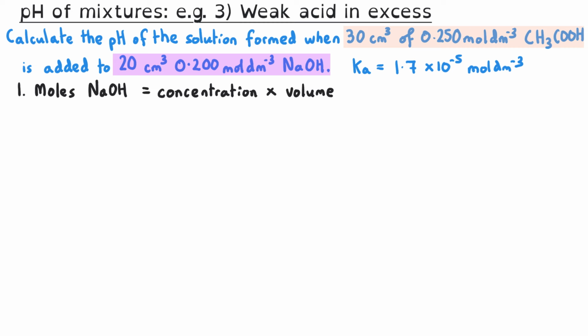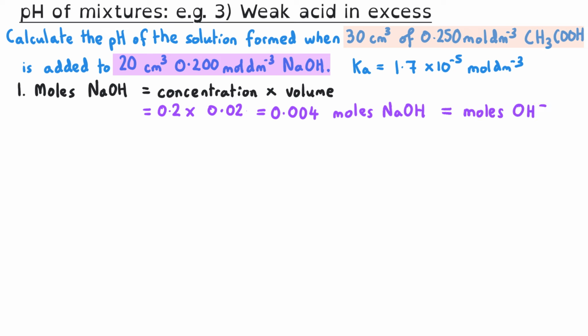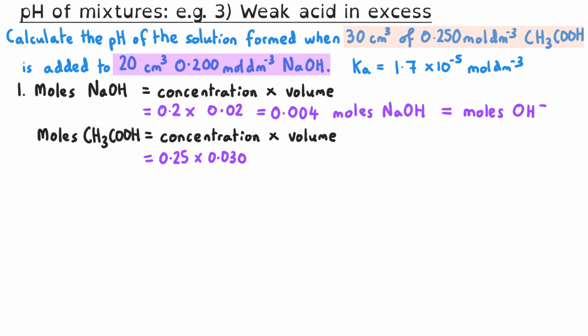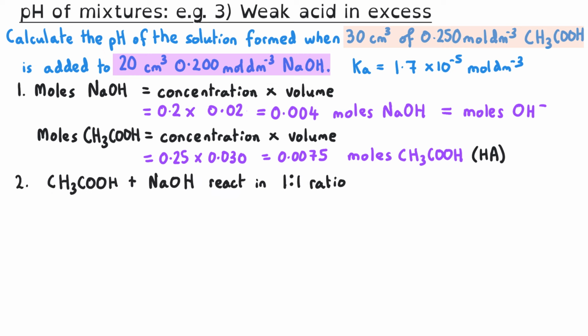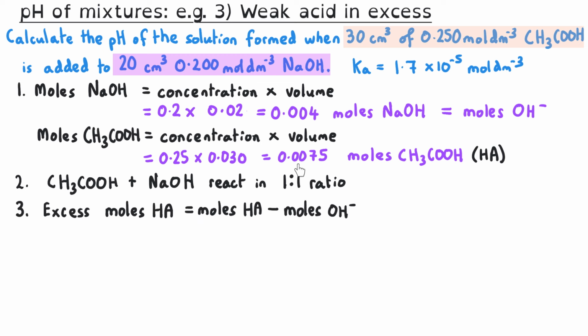So the moles of sodium hydroxide is the concentration, 0.2, multiplied by the volume, 0.02. That gives us 0.004 moles of sodium hydroxide and 0.004 moles of hydroxide ions. The moles of ethanoic acid is the concentration, 0.25, multiplied by the volume, 0.03, which gets us 0.0075 moles of ethanoic acid. Now, since ethanoic acid and sodium hydroxide react in a 1-to-1 ratio, it's nice and straightforward to work out what the excess will be. 0.0075 is greater than 0.004. That means the weak acid is present in excess.